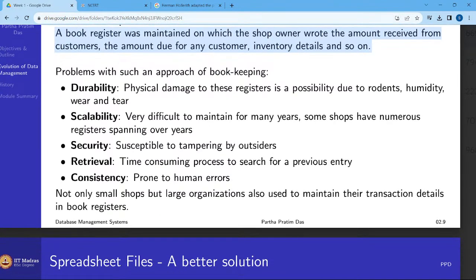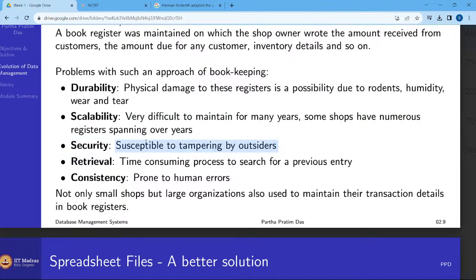So let's talk about problems, because we are focusing on DBMS. We definitely know there would be problems with any other form of data collecting or data management system. Physical damage to these registers was a possibility due to rodents, humidity, and wear and tear. Coming to scalability, it was very difficult to maintain for many years. Once you write in a book, every 10 years or so, you have to rewrite the whole book, because the book is a natural enemy. It is a natural thing that will corrode or degrade over the years.